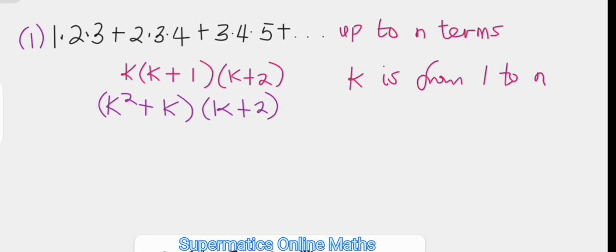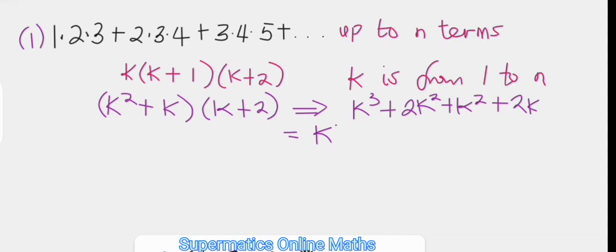Expanding this further gives us k cubed plus 2k squared plus k squared when k is distributed and plus 2k, which is eventually k cubed plus 3k squared plus 2k.